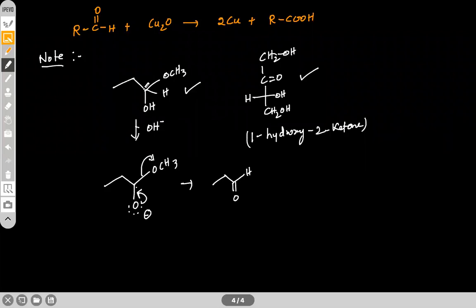So if they give you a simple molecule aldehyde, you can say it shows Tollens or Fehling's, correct? But the problem is they won't give you the simple one. Things you must take care of: whenever you have one hydroxy two ketone, it shows Tollens as well as Fehling's solution test. If you have this hemiacetal structure, this also shows Fehling's and Tollens reagent test. Clear?